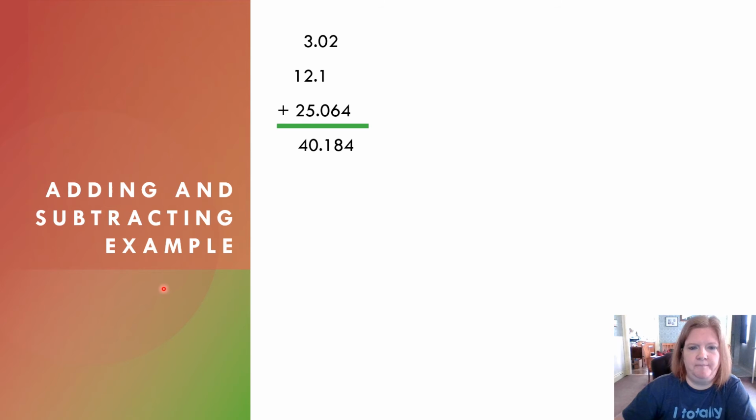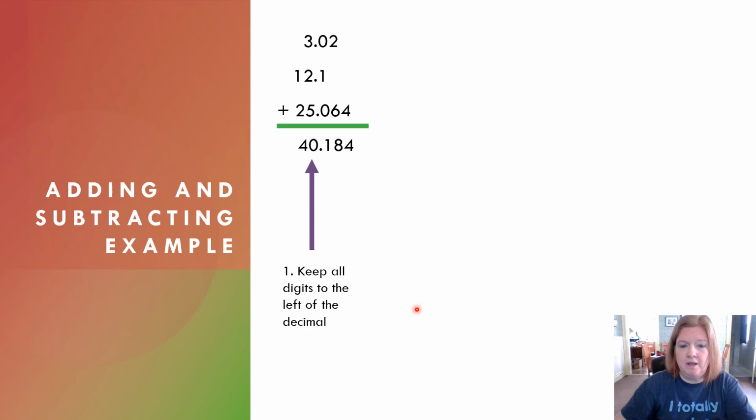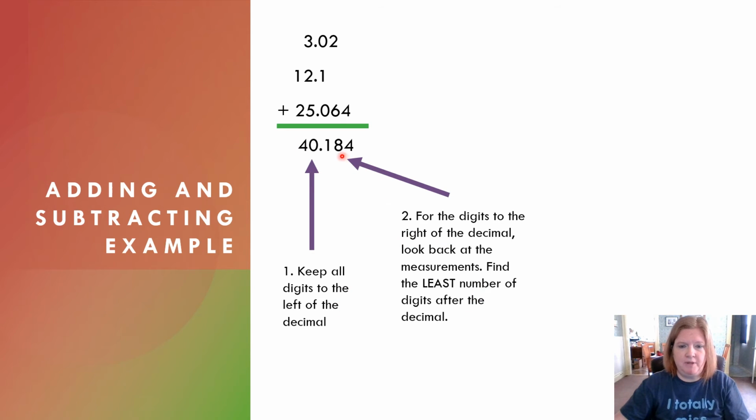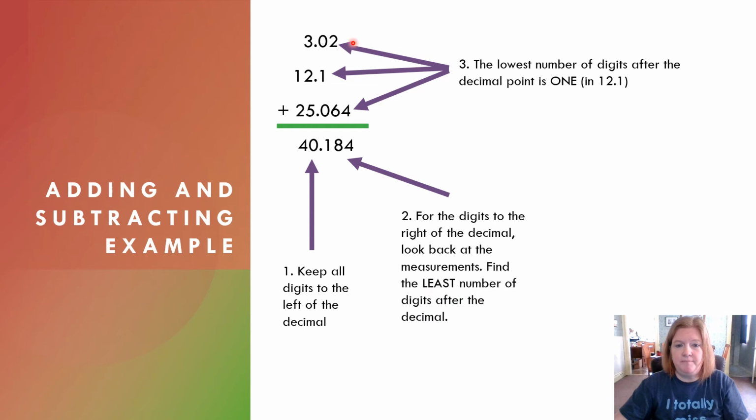So let's look here. So here's these numbers. I'm going to add them up here, right? Now, keep all the digits to the left of the decimal. So I'm going to keep the 40. Now looking over here, for the digits to the right of the decimal, look back at these measurements. Find the least number of digits after the decimal point. So I look after the decimal that had 2 digits, that had 1 digit, and that had 3 digits. So the lowest number of digits after the decimal point is 1.